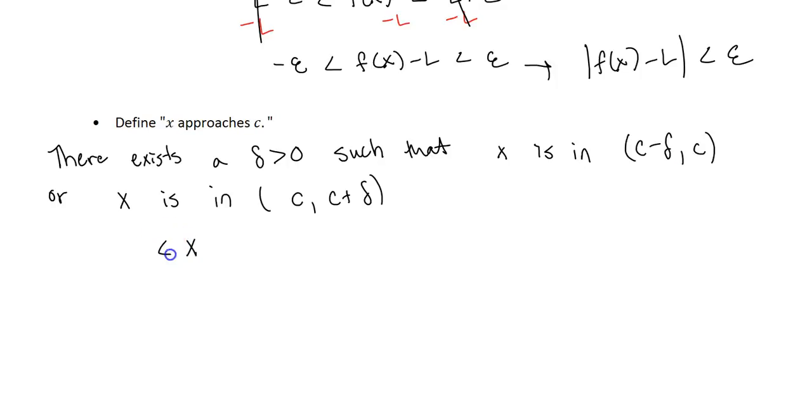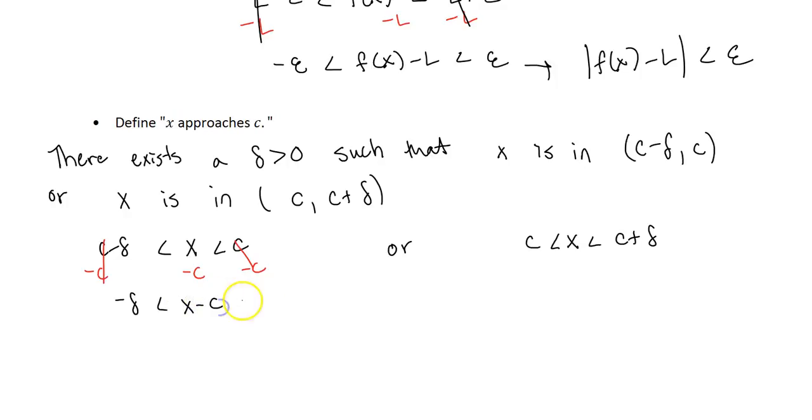So if you take each of these intervals independently, the first one, c minus delta to c, says that x is between c minus delta and c, and the second one says that x is between c and c plus delta. So I'm going to take the same approach that I did before. I'm going to subtract c from all three parts. So over here I get that negative delta is less than x minus c is less than 0. And if I do the same thing over here, I get that 0 is less than x minus c is less than delta.